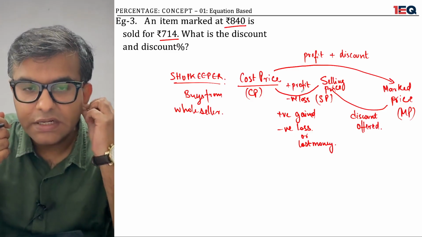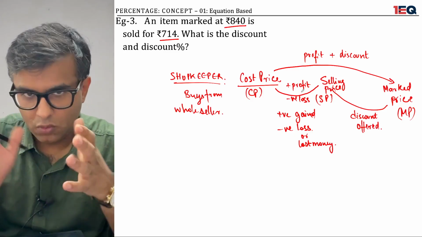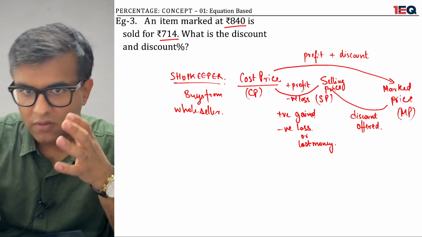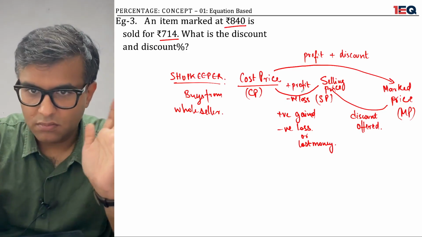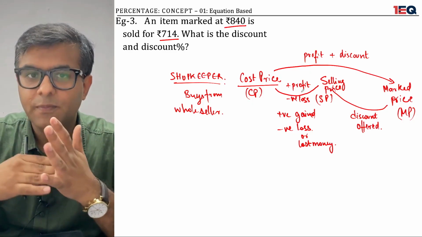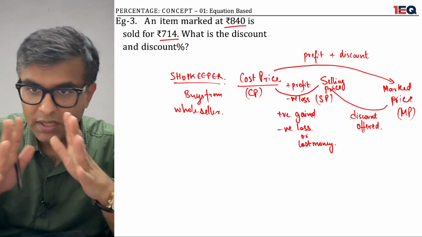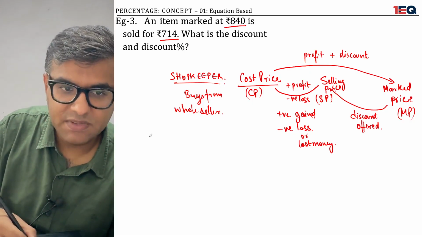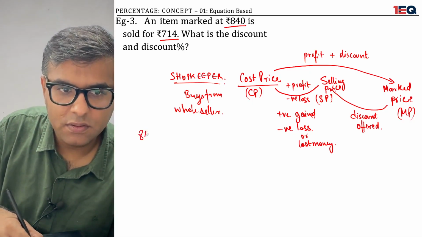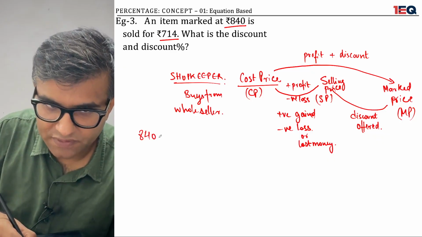See how well we did here. Now we know the entire game of cost price, mark price, selling price, profit, discount, everything. We know everything. Okay, I'll tell you what we need to do with the question now. The question says the item is marked at 840 rupees. Tell me the discount first.